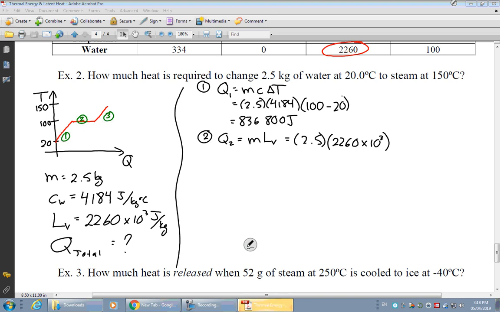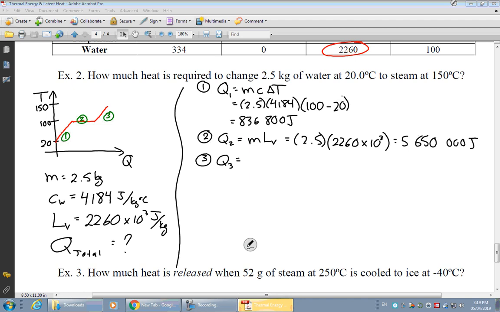And when I do all of that, I get 5,650,000 joules. So you can see that's a huge number of joules. Over 5 million joules, actually between 5 and 6 million joules of energy. Which if we compare that to how much energy was required in the first stage, you can see it's much, much more. And then our final step, actually not our final step, but our second last step is to find Q3.